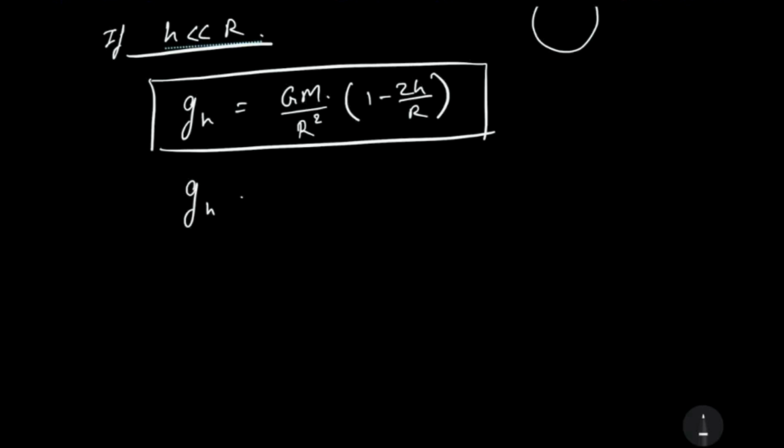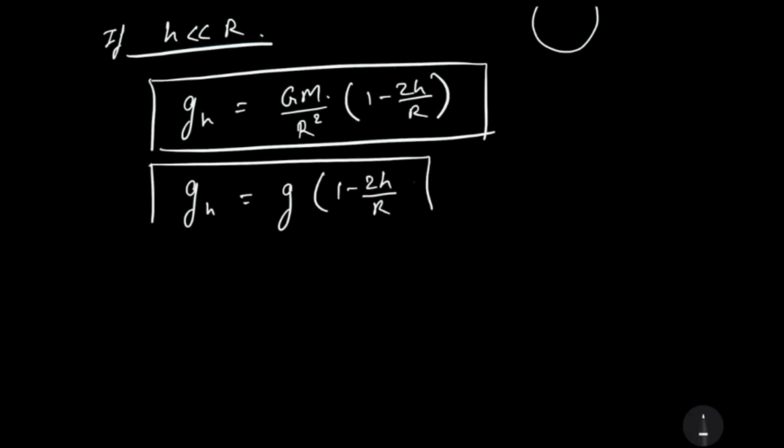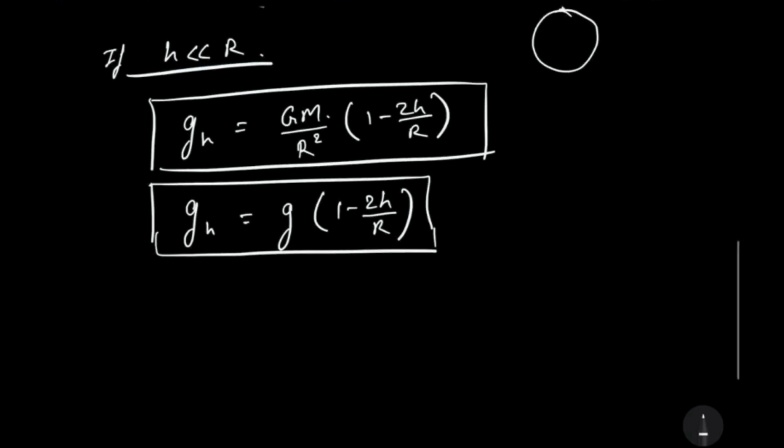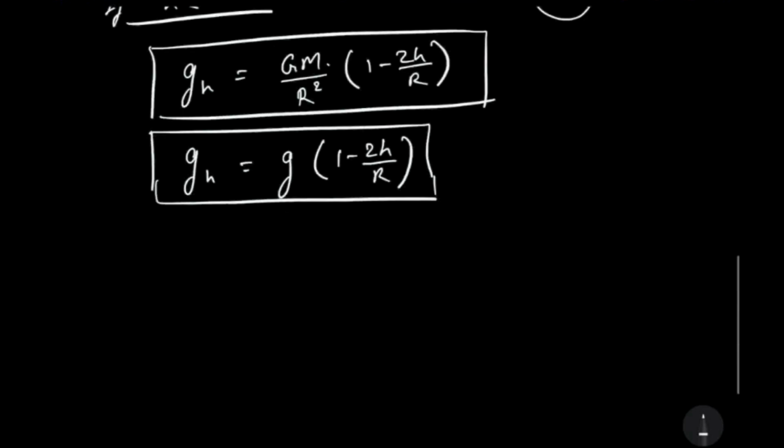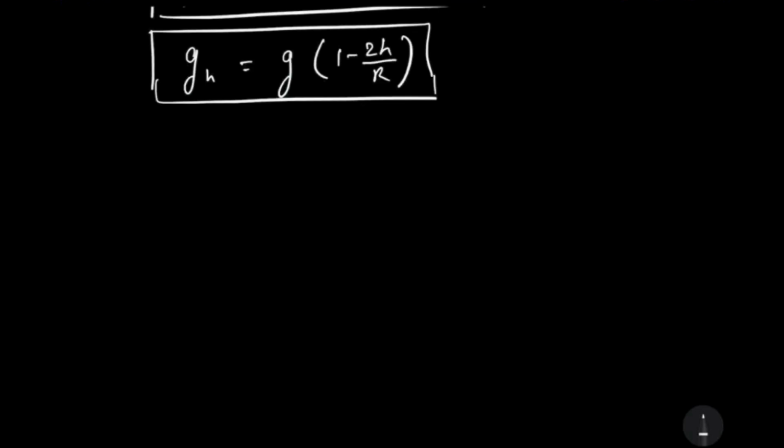The other way would be g_h equals g, since GM by R square is nothing but our original g. So you do g times (1 minus 2h by R). Whichever is easier for you to remember, you remember that. Fine. Now, what happens if we go inside the Earth? Let's say we dig a well and we descend to the bottom of the well. R minus h. Yes, that is something that happens, but something else also works with it. So let's see what happens.